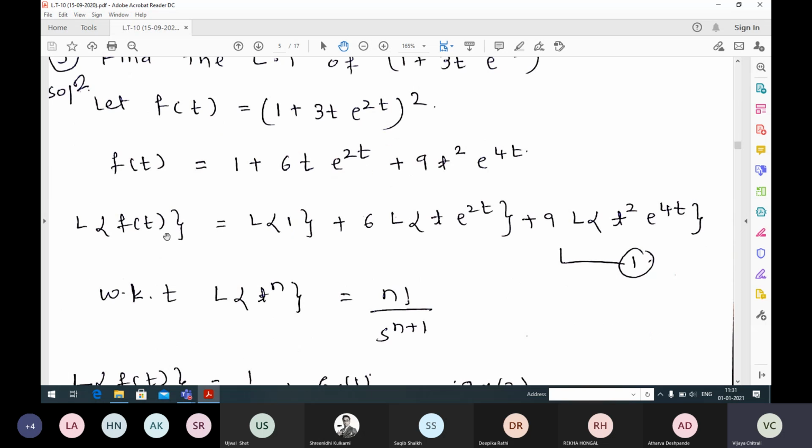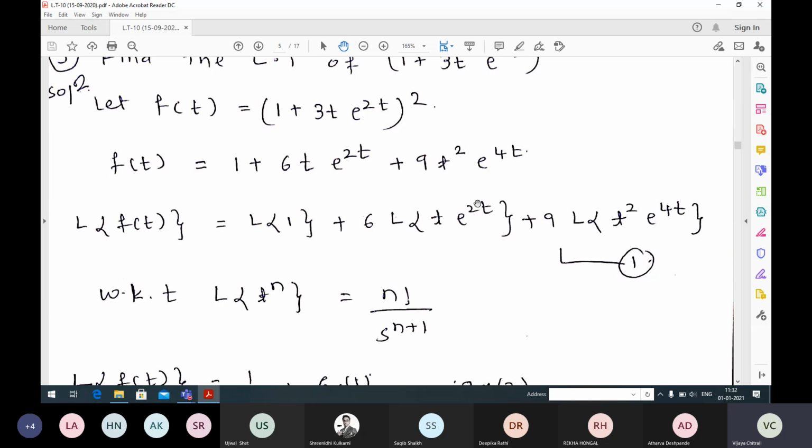So the Laplace transform of f of t is equal to the Laplace transform of 1, plus 6 times the Laplace transform of t e raised to 2t, plus 9 into the Laplace transform of t square e raised to 4t. Right? Now we know the Laplace transform of 1 is 1 by s, no problem. So we need to find these two.